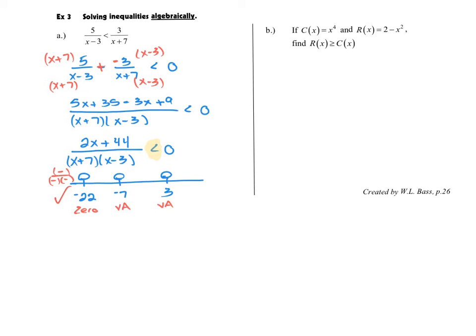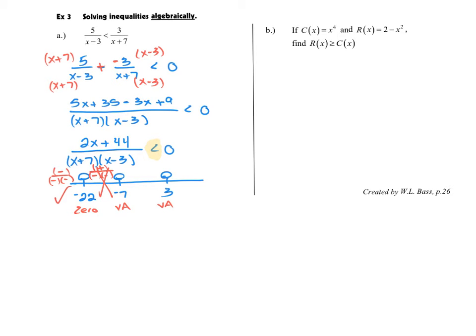Moving to the next one, I'm going to pick negative 8. So if I put a negative 8, I get a positive, and I get a negative, and a negative. So now I have positive over positive. That's going to give me a positive number, so this whole interval fails.